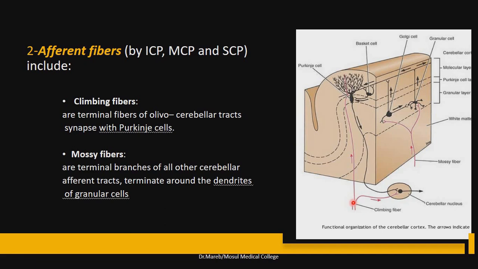The climbing fibers are the terminal fibers of the olivocerebellar tract, and they ascend upward and make synapses with the Purkinje cells. So these are the climbing fibers. The second type is the mossy fibers. This is the mossy fiber. The mossy fibers are the terminal branches of other cerebellar afferent tracts, and they terminate around the dendrites of the granular cell. This is the granular cell, and these are its dendrites. These mossy fibers terminate around the dendrites of the granular cell.